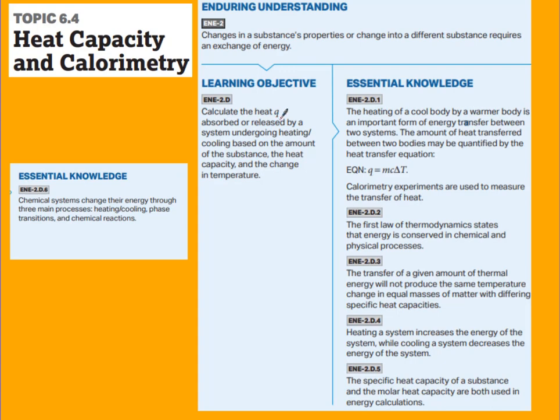So you may need to calculate the Q or heat absorbed or released in a system undergoing heat or cooling given the heat capacity and change in temperature. We would do that using this equation, Q equals mc delta T. We may also have a calorimetry problem where the heat lost is equal to my heat gained. So one substance loses energy and the other substance gains energy. Negative Q equals positive Q.